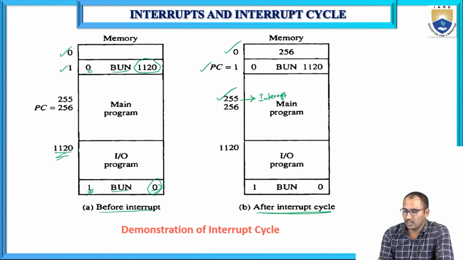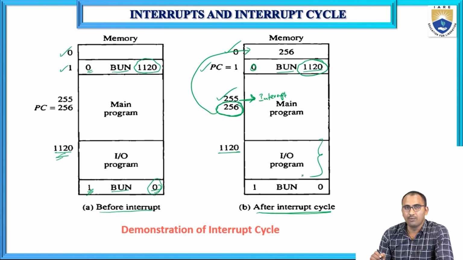Here the interrupt has occurred, so what is the next address? The next address is 256. This is the return address, and this 256 we are storing in memory location 0. Then 0 BUN 1120. That means whenever the interrupt occurs, the program control will be transferred to the 1120 location, where we have the IO program.